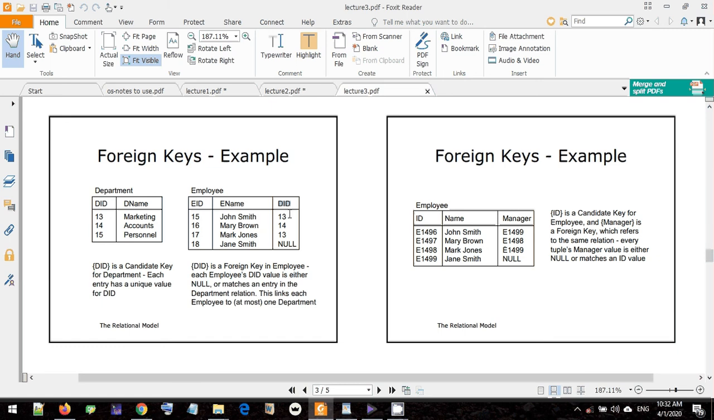What does this mean? It means that John Smith, having the department ID 13, also belongs to the marketing department.